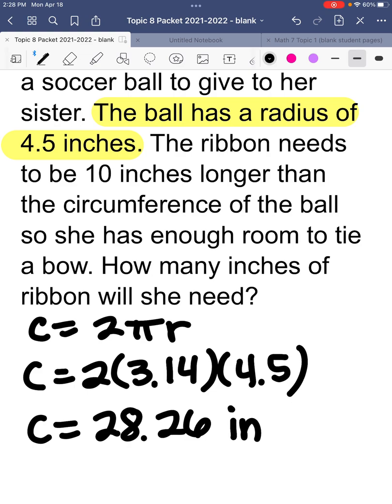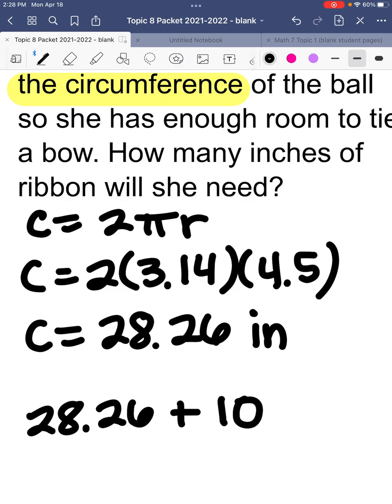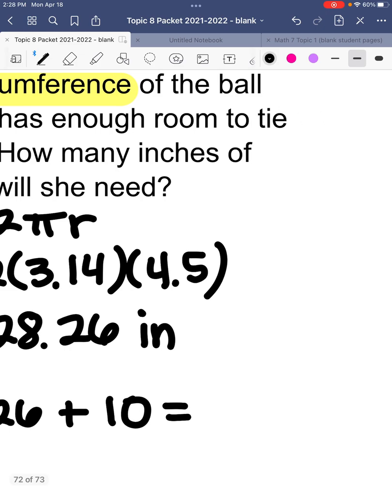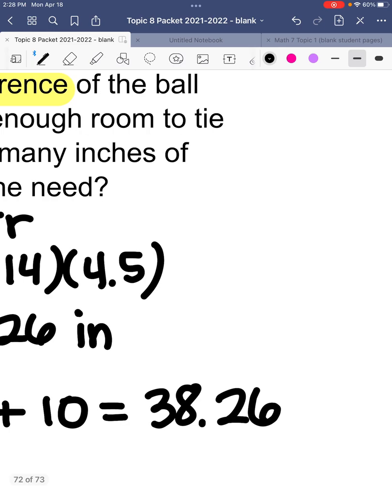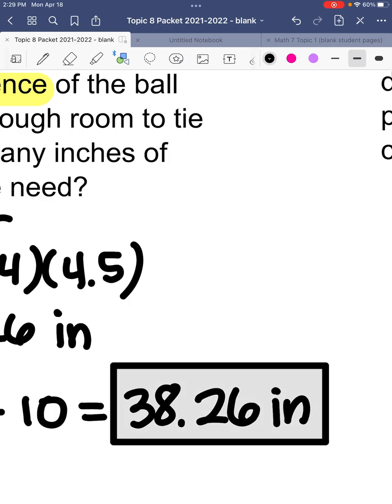But there's more to the problem because it says the ribbon needs to be 10 inches longer than the circumference, so she has enough room to tie a bow. So all I'm going to do is I'm going to add 10 inches. So 28.26 plus 10 equals how many total inches? Well, that would be 38.26 inches. That's how much ribbon she needs in order to tie the bow.